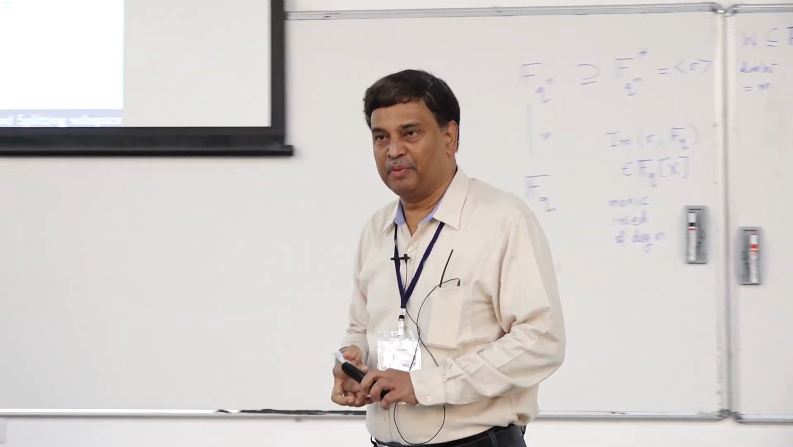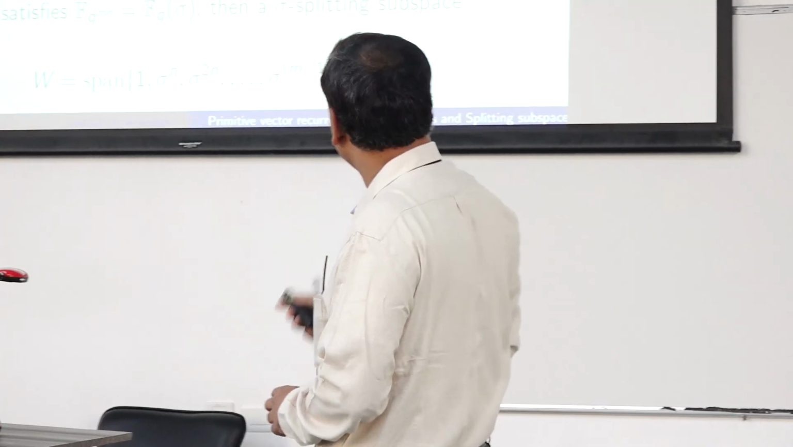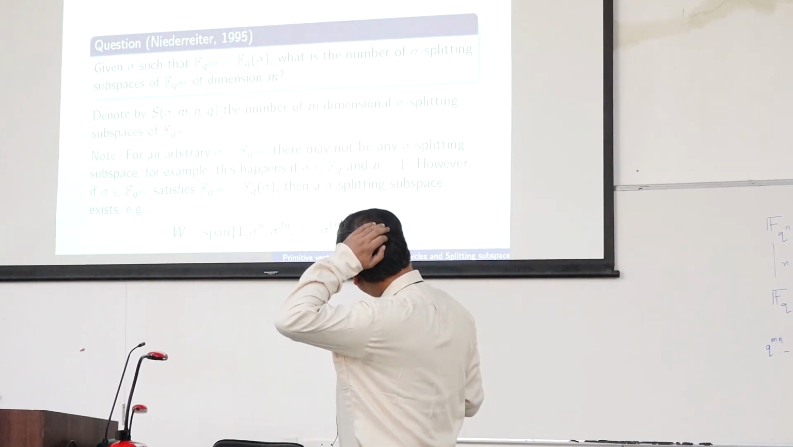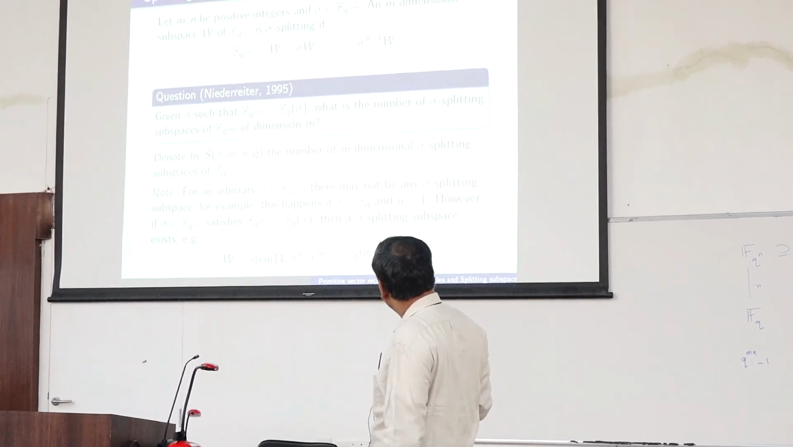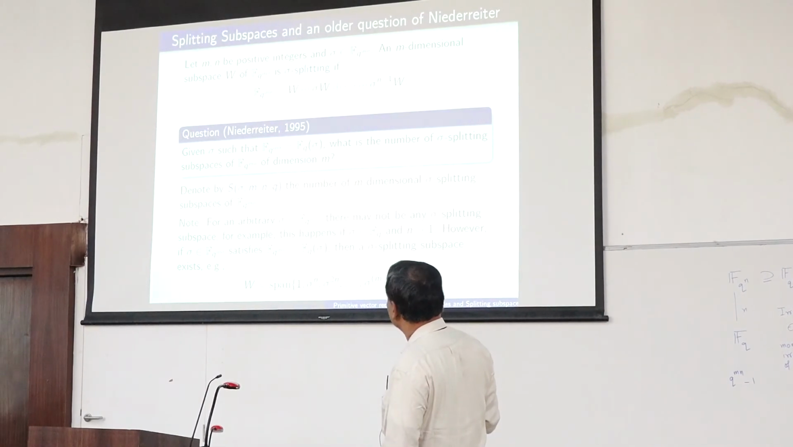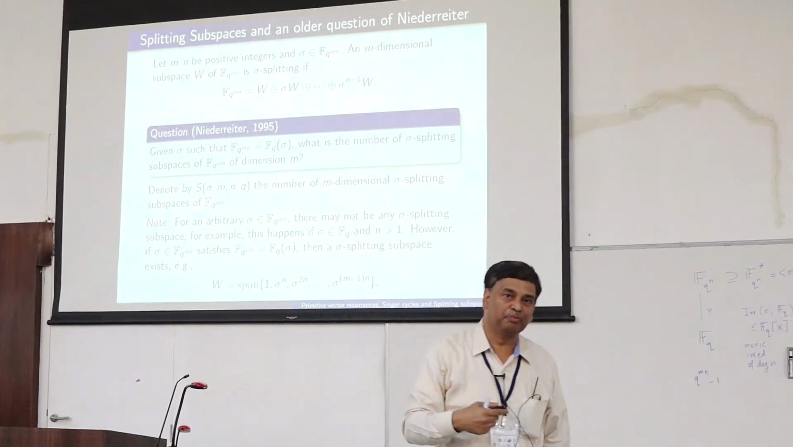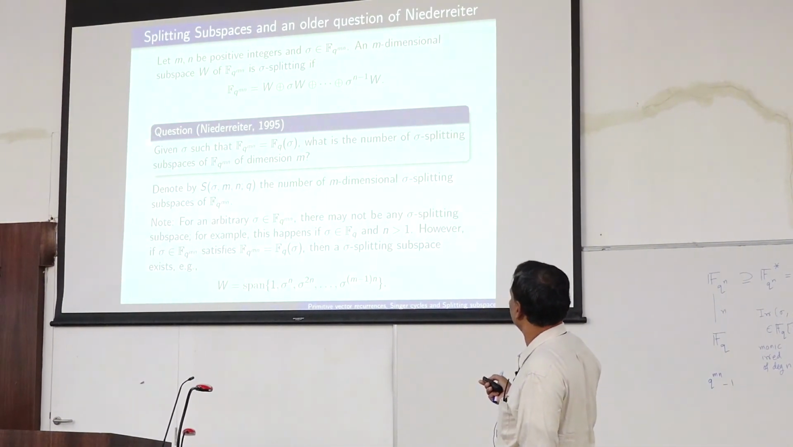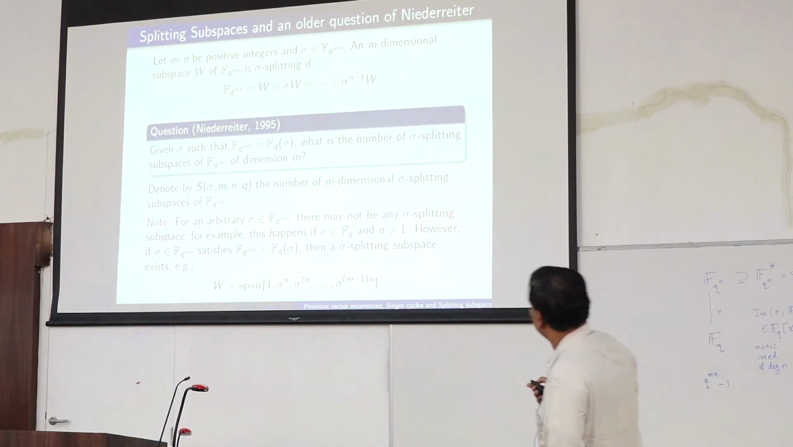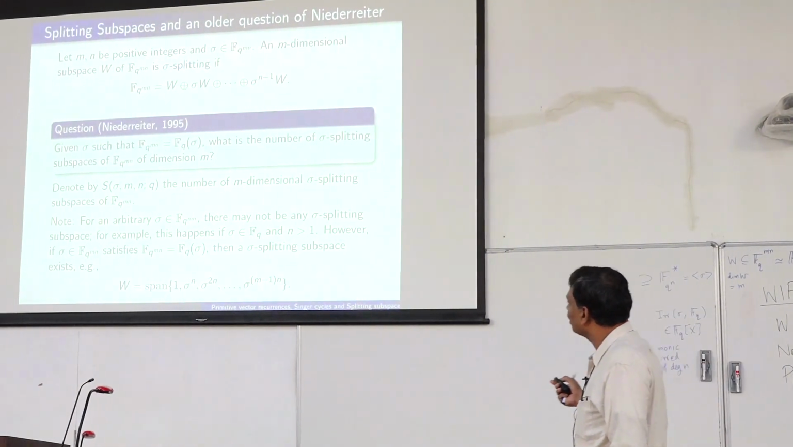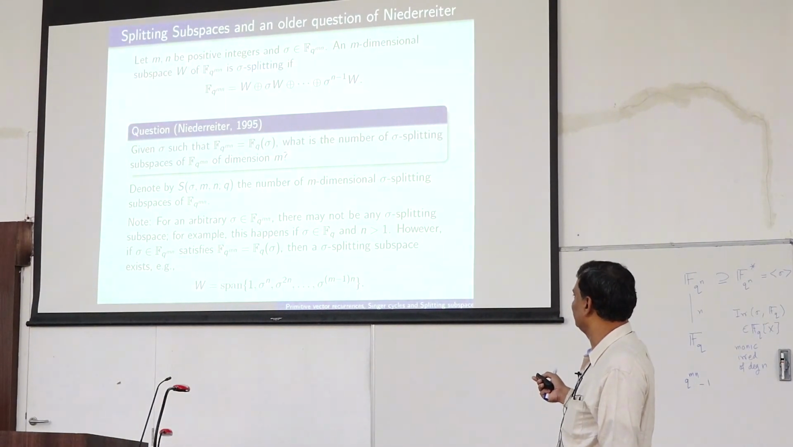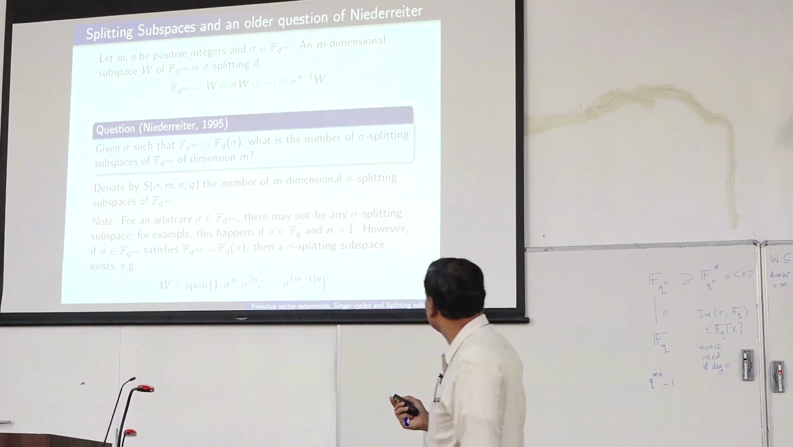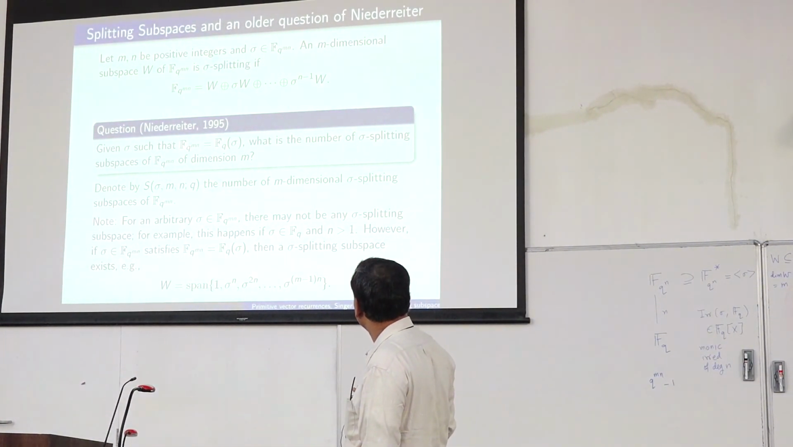So, W, an m dimensional subspace of Fq to the mn, is called sigma splitting if this happens. And the question that Niederreiter asked in his 95 paper is that, given an element sigma with this property, actually he assumed more, he assumed sigma to be a generator of the multiplicative cyclic group, which implies this, and he actually assumed q to be a prime number, but I have just made the question a little bit more general. What is the number of sigma splitting subspaces of Fq to the mn of dimension m? He sort of innocuously wrote that this is an open question, which remained open for almost 15 years.